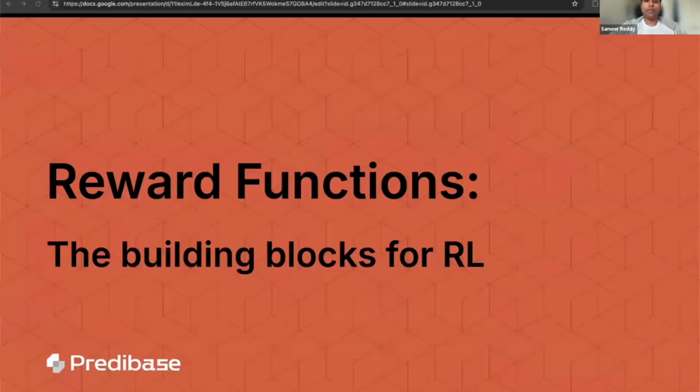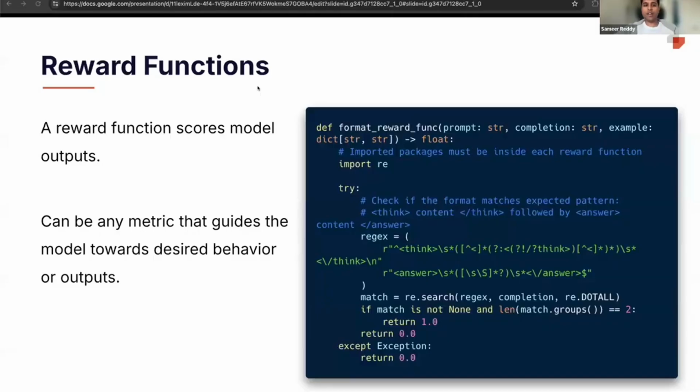I'm going to talk a bit first about reward functions now that we've got an idea of what RFT is like and understand a bit more about how you can start building solutions for your use cases. So, a reward function is ultimately just something that's going to score your model outputs. You're going to want to give a score greater than 0 for positive feedback and one less than or equal to 0 for negative feedback. And it can be really any metric that guides the model towards desired behavior or outputs.